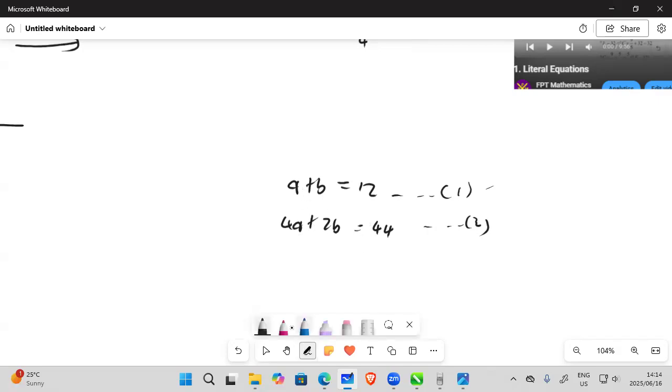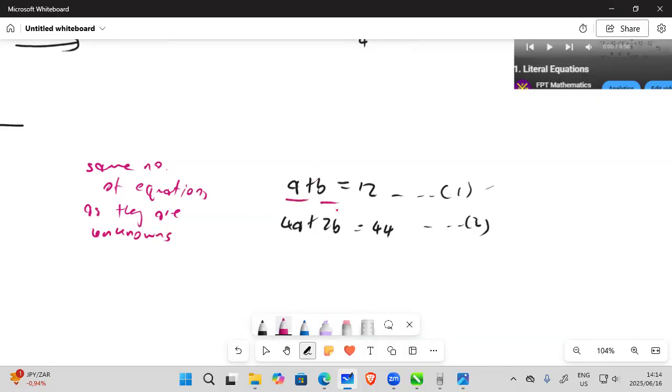And so the general rule is that we require the same number of equations as there are unknowns. I have two unknowns, so therefore I require two equations. If I had three unknowns like x, y, and z, then I'd need a third equation. Very powerful conclusion, because when you get to word problems, this is why we use simultaneous equations.